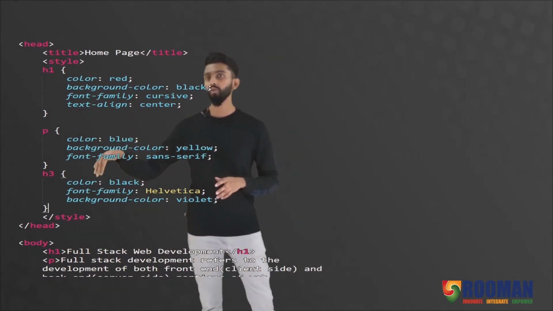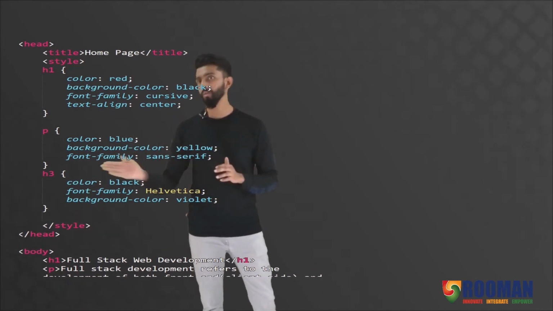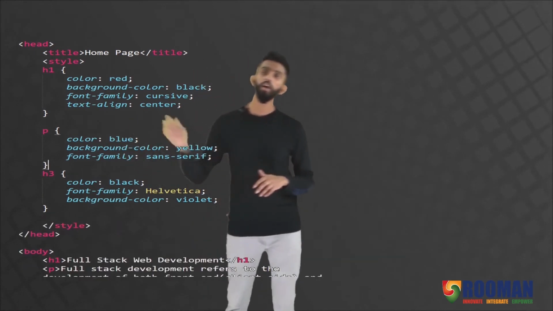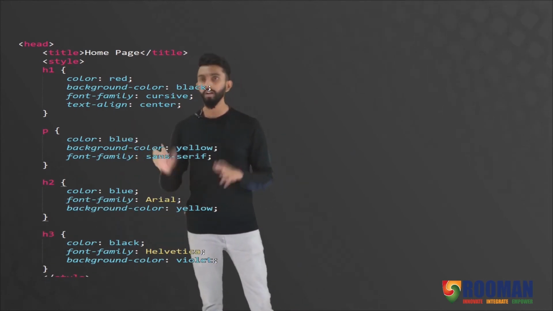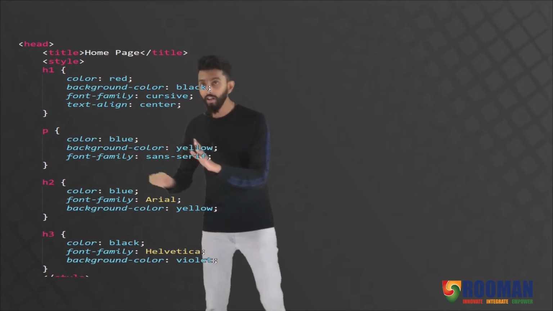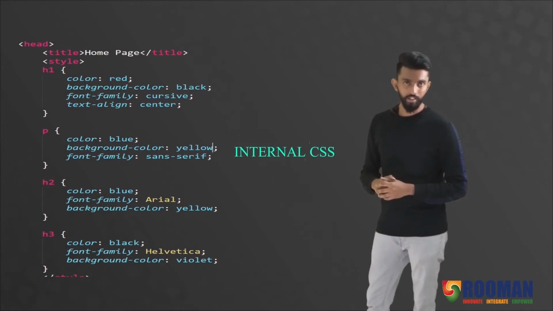So here for h3 I've told color is black, font family is Helvetica, background color is violet. Similarly for h2, maybe on top of h3 you can put it. Like this I'll put it. Any confusion till this point of time? I'll indent it correctly. Now what I want you to understand is that this is what we call your internal CSS.